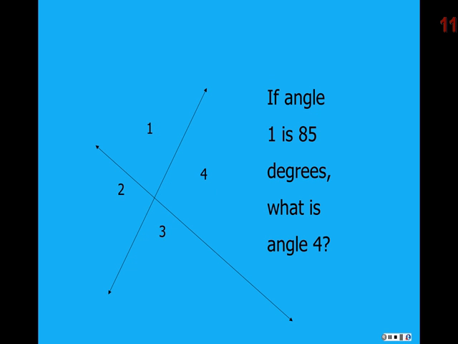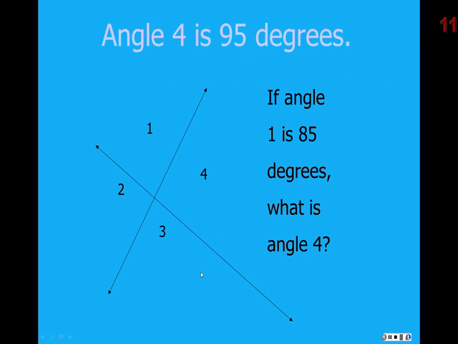What's the relationship between angle 1 and angle 4? 55? No. So they should total 180. So if I told you angle 1 is 85, then what's angle 4? 95. Okay. Angle 4 would be 95. I take 180 and subtract 85. And that will tell me what angle 4 is. Any questions on how we did that?